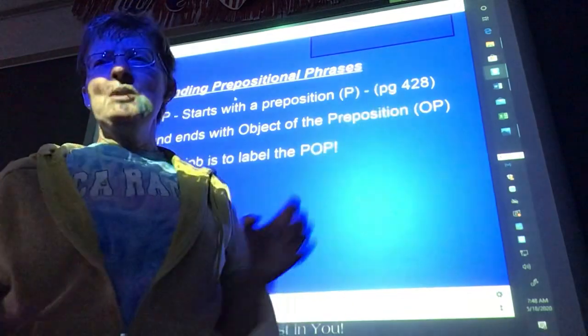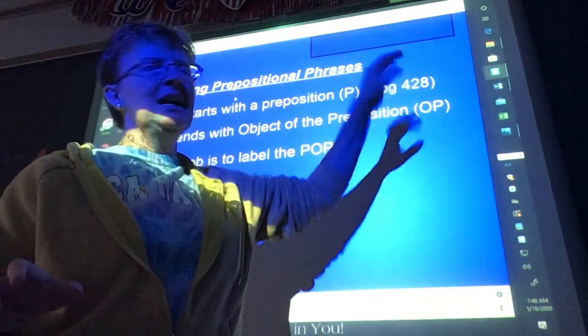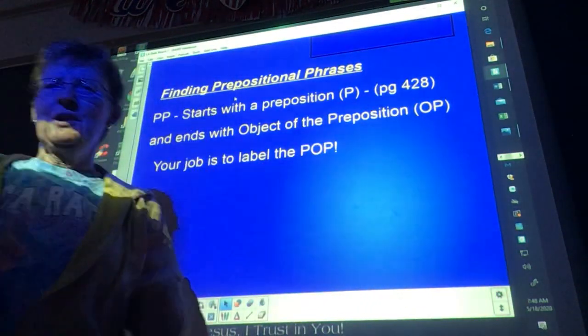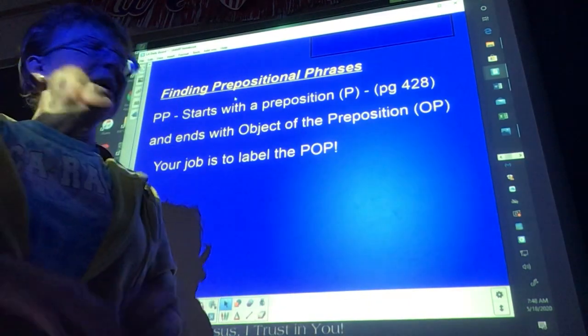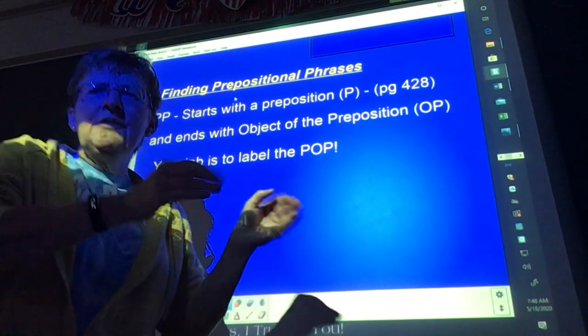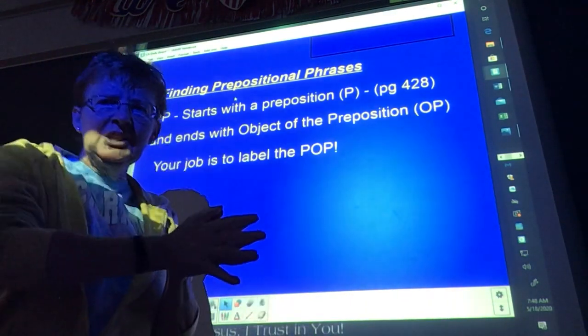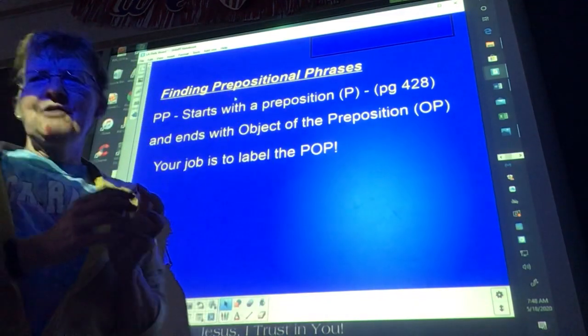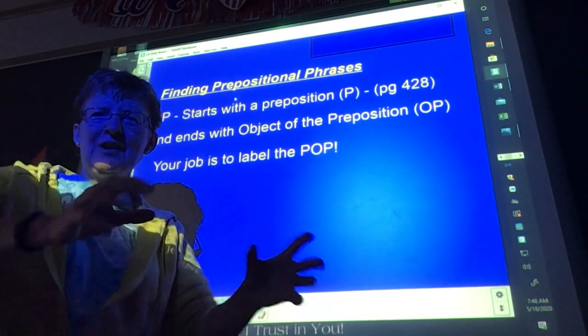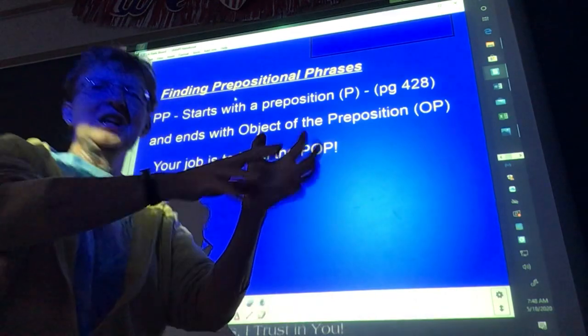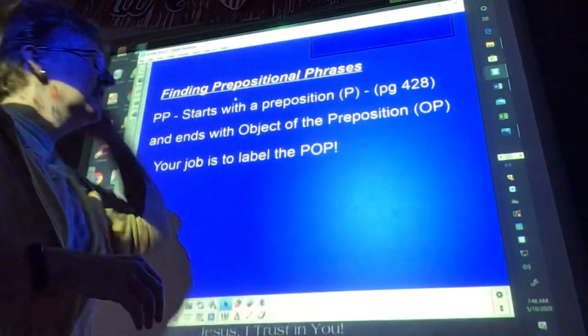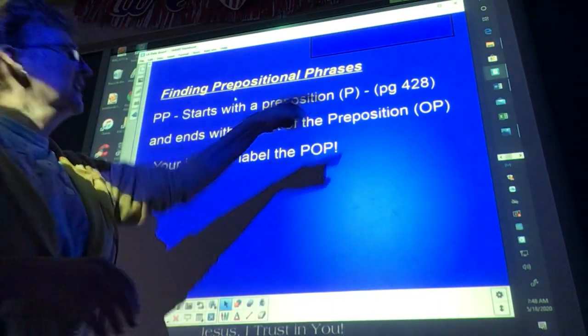Now, if you don't remember what those are, they're listed on page 428 for you, most of them, not all of them, but all right. So once you've found the preposition, to find the whole prepositional phrase, remember a phrase is a group of words, so you're going to have more than one word. You need to find the object of the preposition.